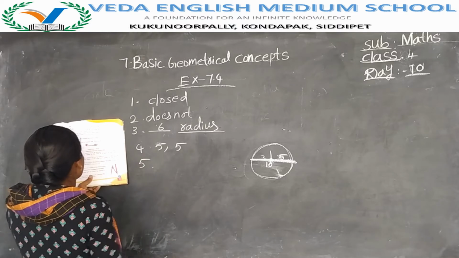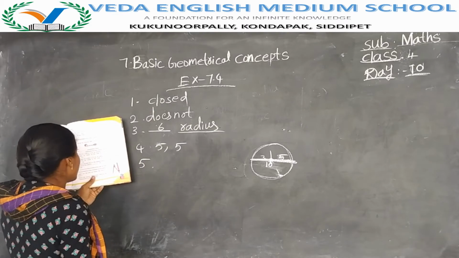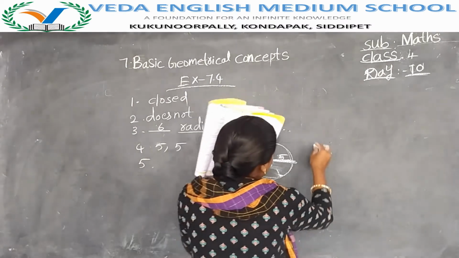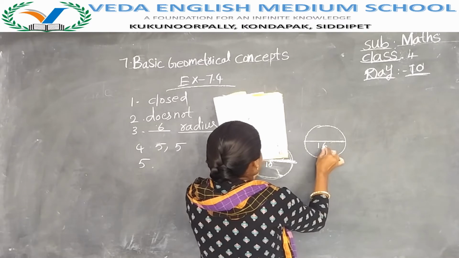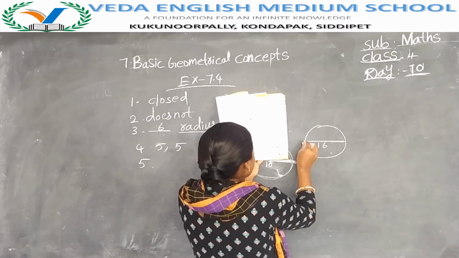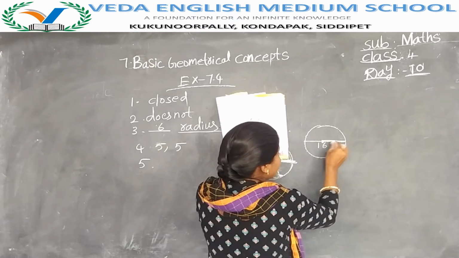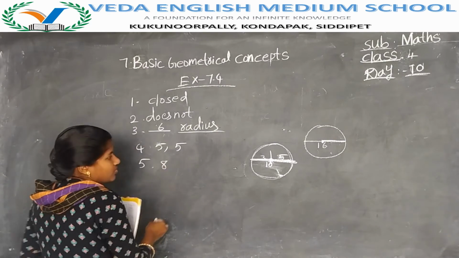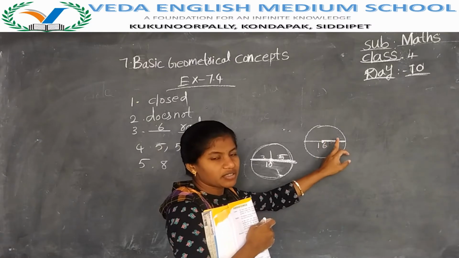Last fill in the blank. In a circle of diameter 16 centimeters, the distance between the center of the circle and a point on the circle is dash centimeters. See here, if the diameter is 16 centimeters, then what about the radius? 8 centimeters. They are asking what the radius is if the diameter is 16 centimeters. 8 plus 8 is 16, so it is 8.